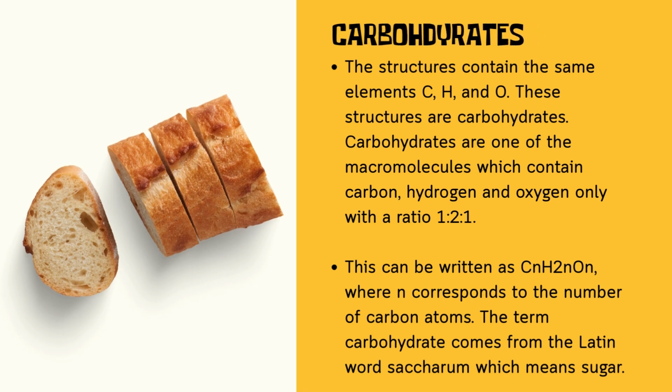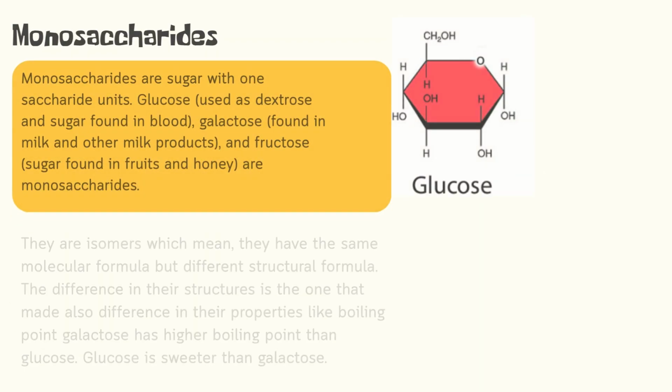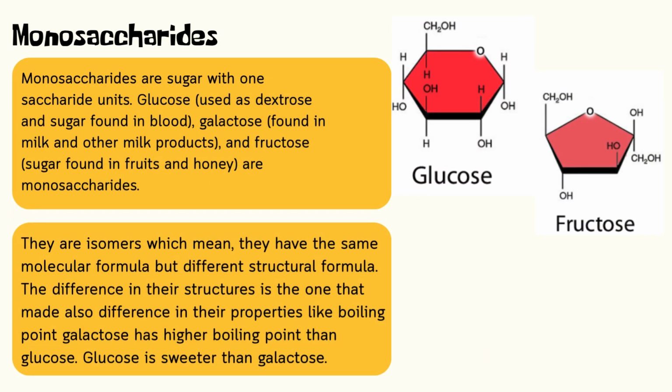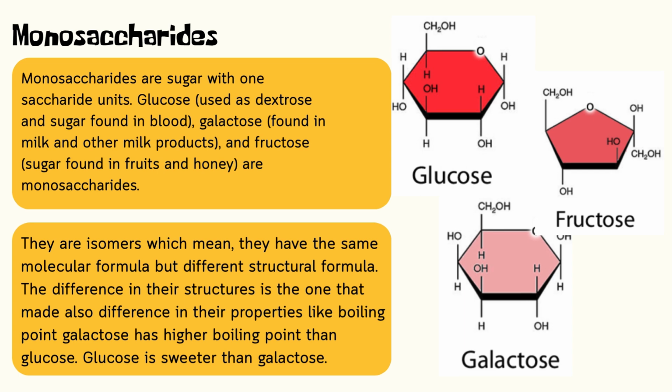Carbohydrates are made of carbon, hydrogen, and oxygen in a 1:2:1 ratio, CnH2nOn. The name comes from the Latin word saccharum, meaning sugar. They're essential macromolecules that provide energy and structural support in cells. Monosaccharides are simple sugars with one saccharide unit. Examples include glucose, found in blood, used for energy. Galactose, found in milk. Fructose, found in fruits and honey. These sugars are isomers, same formula, different structures, which affects their sweetness and boiling points.